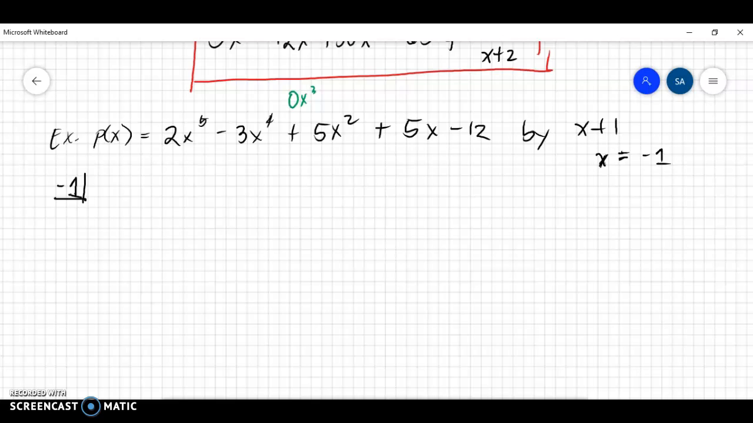So, let's write it down. So, you have 2, negative 3. Next, the degree of 3, we have 0, 5, 5, and negative 12. So, let's find the quotient.